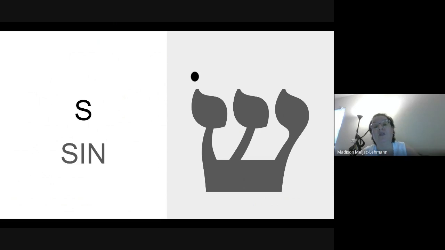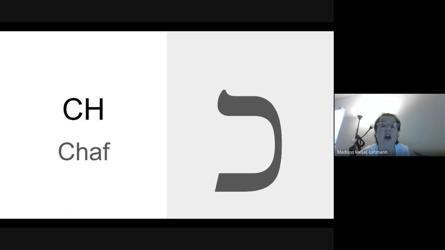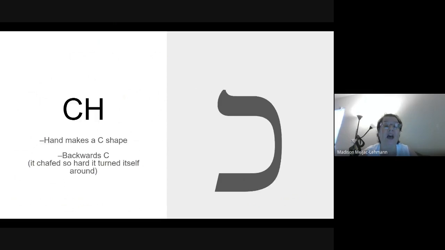Okay, so sin is first, and then, oh yeah, because it spells 'high' backwards, S-H and I. Okay, it is right. Oh well. Okay, so shin, the dot is on the right, is sh. If I had turned one more, I would have had it right. And sin, the dot is on the left, and it's S or SH. Okay, here's our chaf. Okay, we talked about that. I always say it's a backwards C.